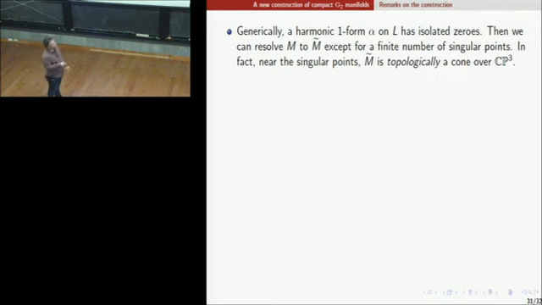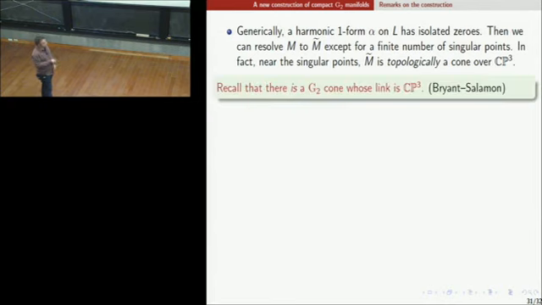Okay, so what we're doing is we're resolving M to M tilde except for a finite number of singular points. We've got something which is compact. It's not quite smooth, but there's only a finite number of points where it fails to be smooth, instead of a three-dimensional family. And in fact, near the singular points, you can do a back of the envelope calculation to show that the manifold topologically looks like a cone over CP3. And that's good because there is a G2 cone whose link is CP3, one of the Bryant-Salamon manifolds.